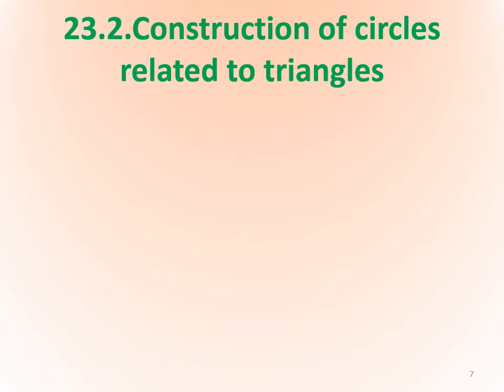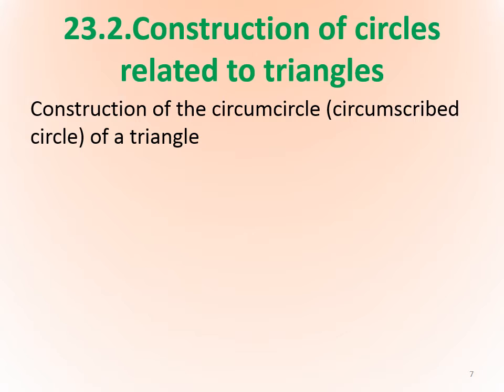Let's see construction of circles related to triangles. First we discuss construction of the circumcircle of a triangle. First, draw a triangle ABC. Using the pair of compasses, draw the perpendicular bisectors of any two of the three sides AB, BC and CA of the triangle ABC. Can you recall? How will you draw the perpendicular bisector?